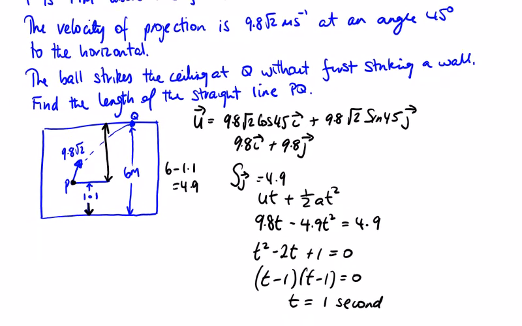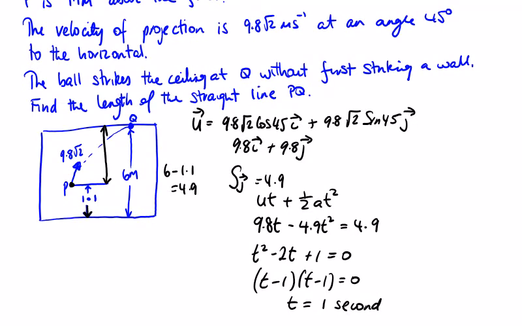We're asked to find, I didn't read the last part, the ball strikes the ceiling, before striking a wall. Find the length of the straight line PQ. Okay, let's do a little diagram for that. So here's P and Q. We have this distance of 4.9. So we need this direction here. We call it x, or i, and then that will enable me to use Pythagoras.